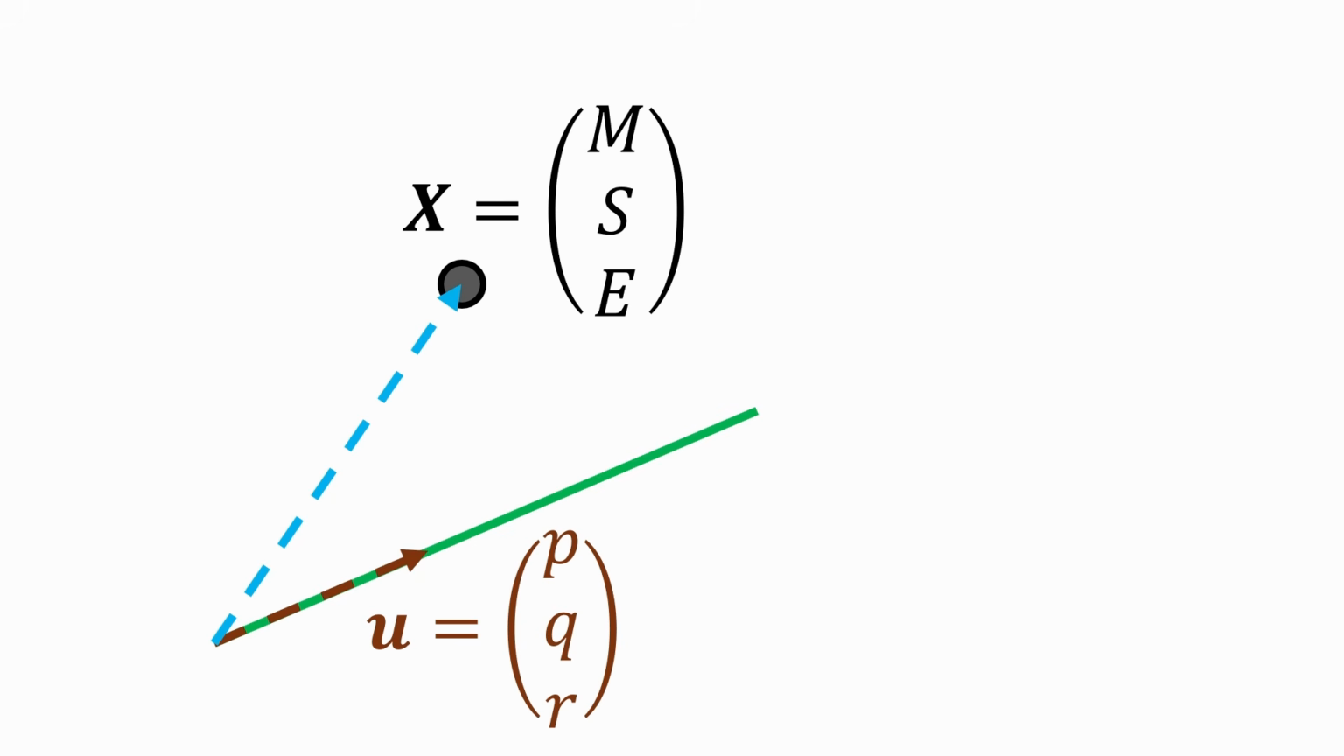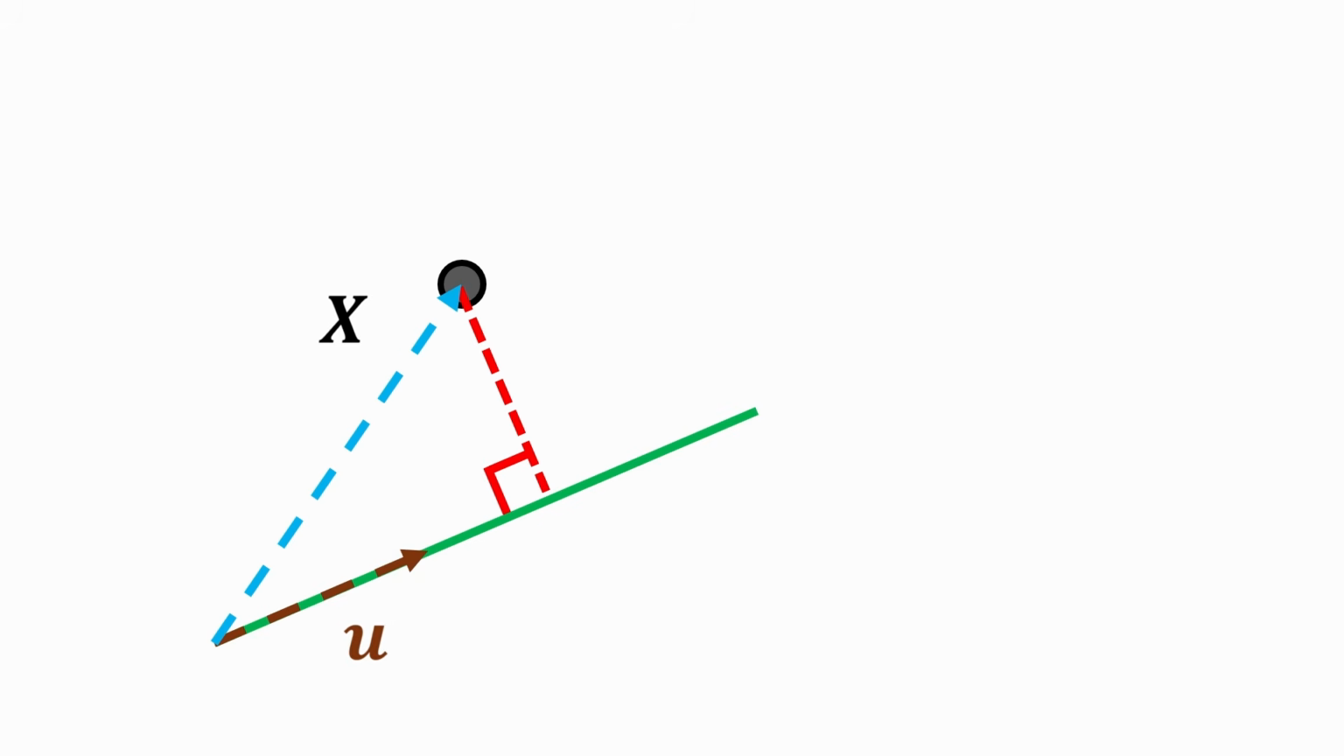We want to find out how far along this green line the black point will end up once it's been projected. When I say project, I mean we're going to find the point on the line which is closest to the black point. This is the point where this red perpendicular intersects the green line. I'll label the point we're looking for in orange. I've also labeled the length of the blue vector as the magnitude of x, and the length of the brown dashed vector as the magnitude of u. We need to find this distance from the origin to the orange point.